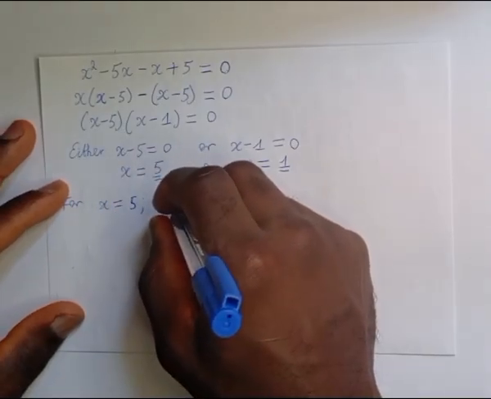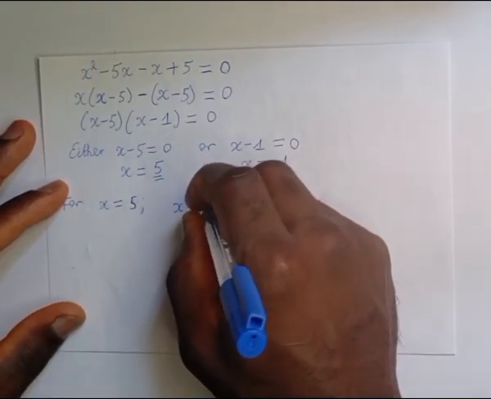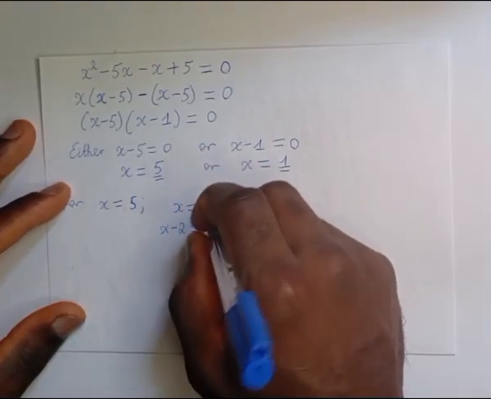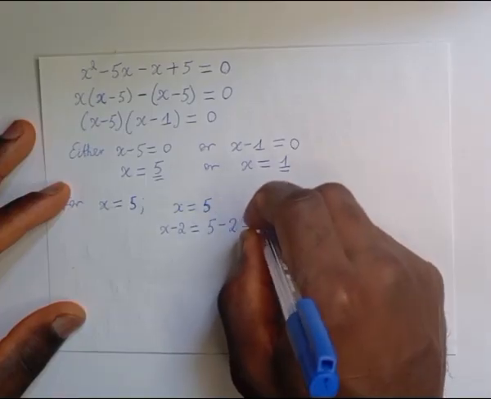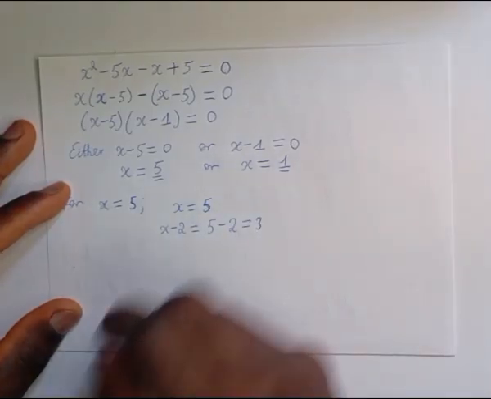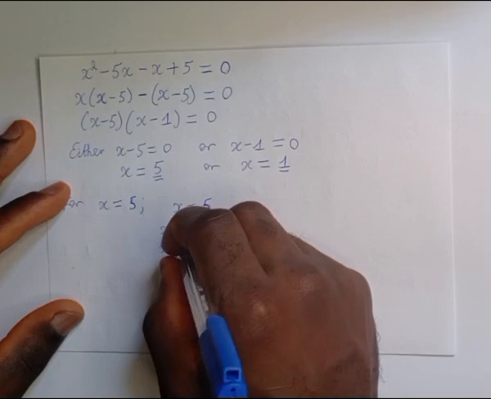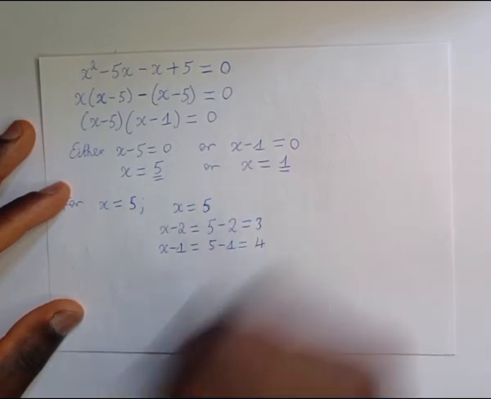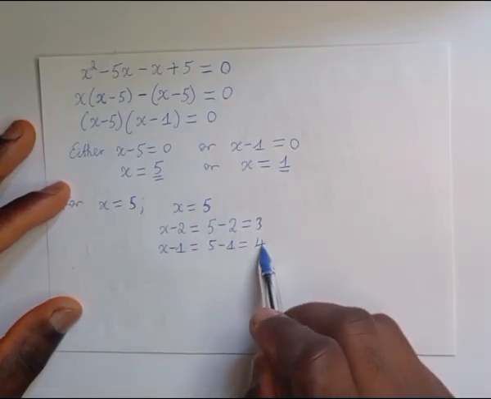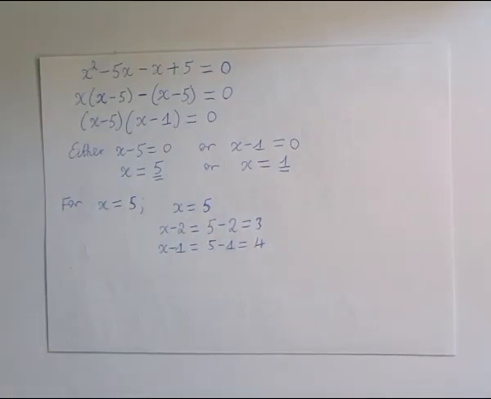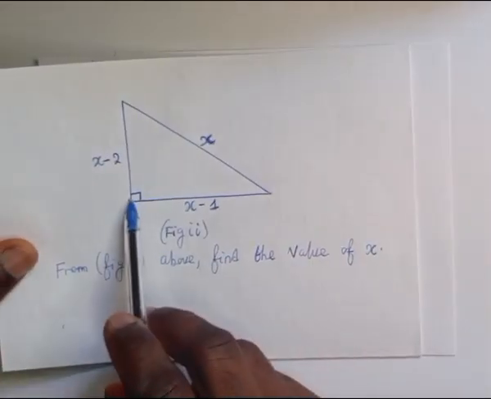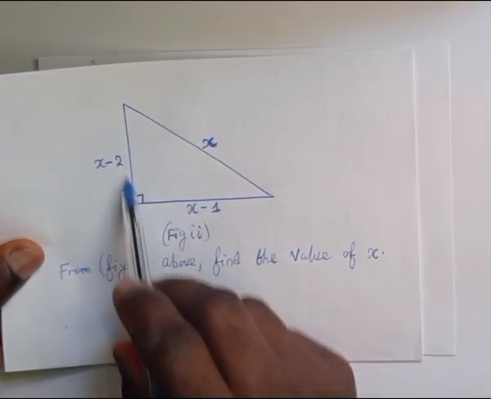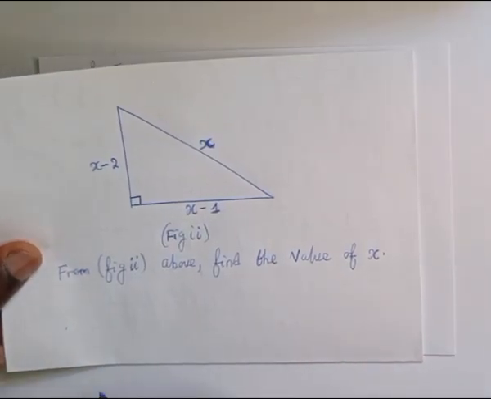If we take the first one, for x equal to 5, the hypotenuse will simply be 5. The height, which is x minus 2, will be equal to 5 minus 2, which is 3 units. The base will be x minus 1, which is simply equal to 5 minus 1, which is 4 units. 5, 3, 4, they are all positive. Remember, for a triangle, the dimensions are all positive because this is length, and length can never be negative.